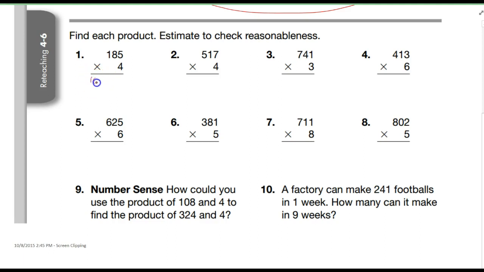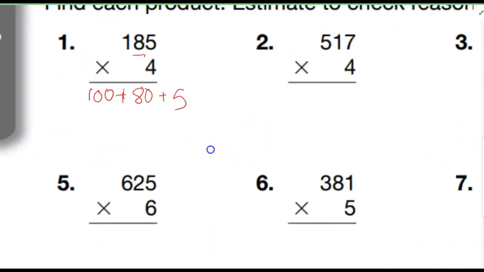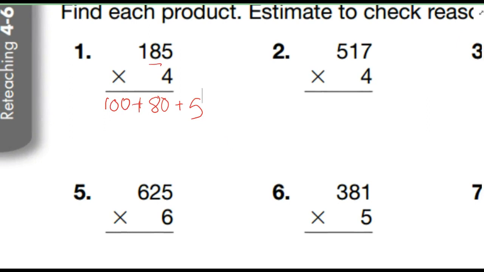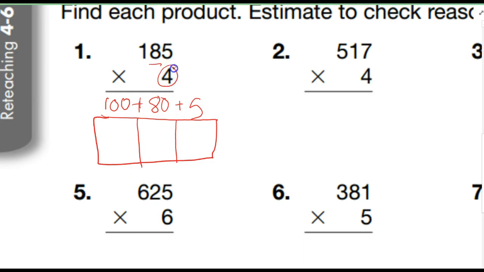The 1 in the hundreds place is worth 100. This 8 is worth 80. So 100 plus 80 plus 5. Let me zoom in on that so I can see it better. That's the number 185 written in expanded form. Now we're going to draw an array looking like this, and it's 185 times 4, so we write the 4 over on the side. Okay, so here we go. Now we can do our multiplication.